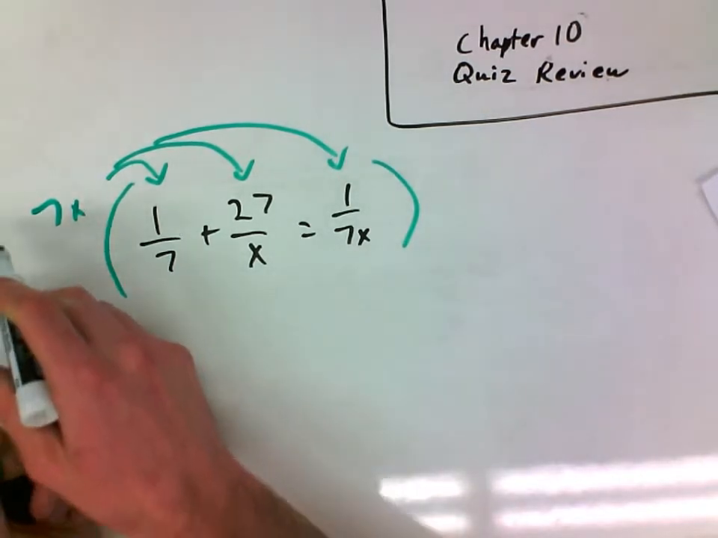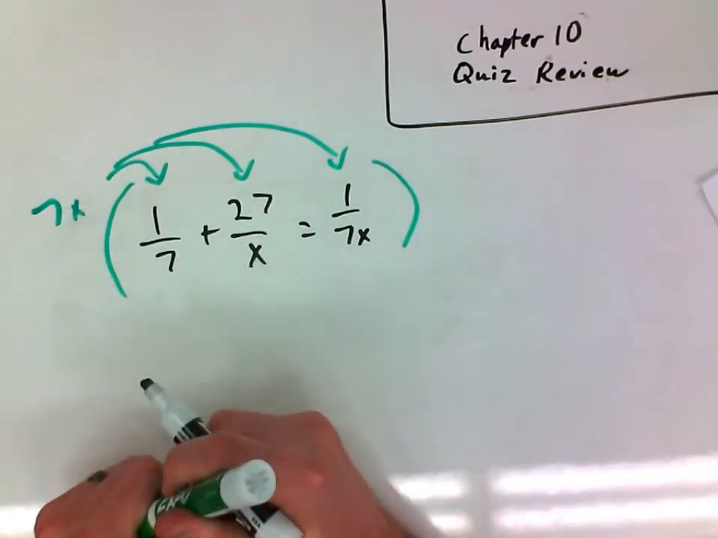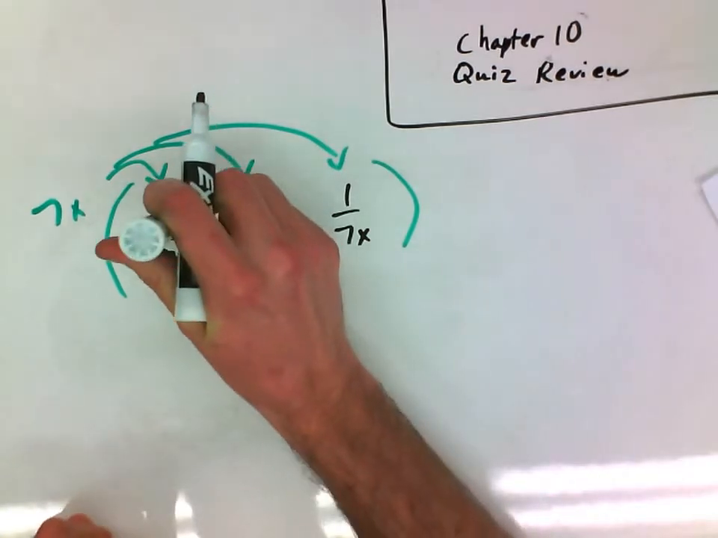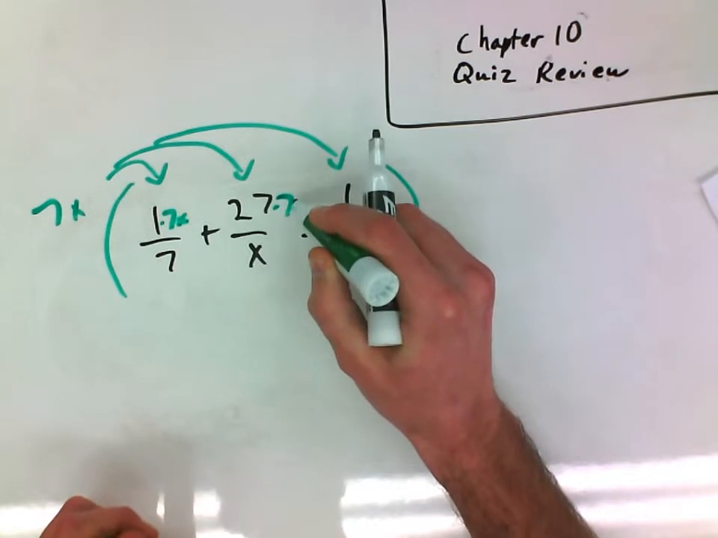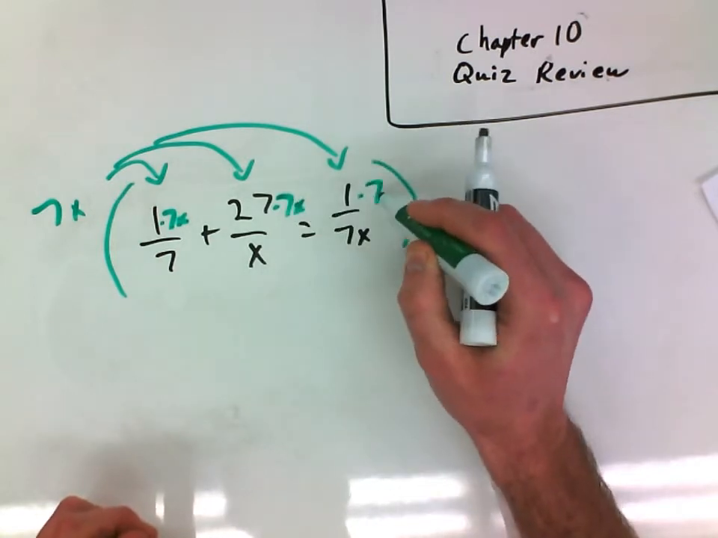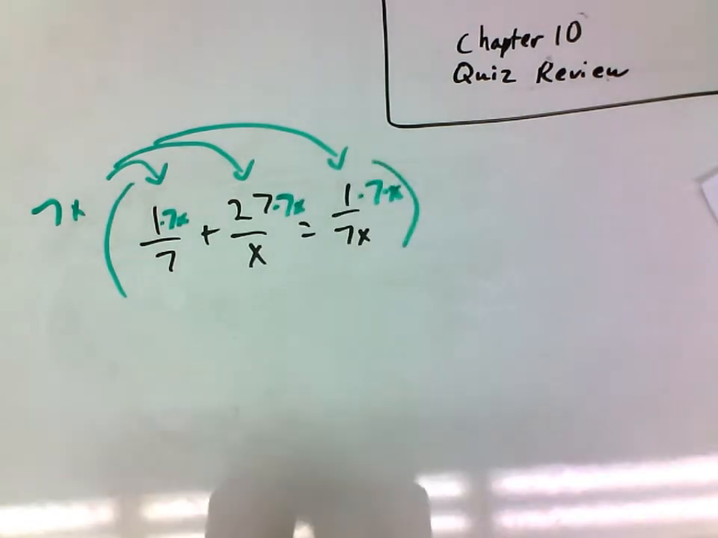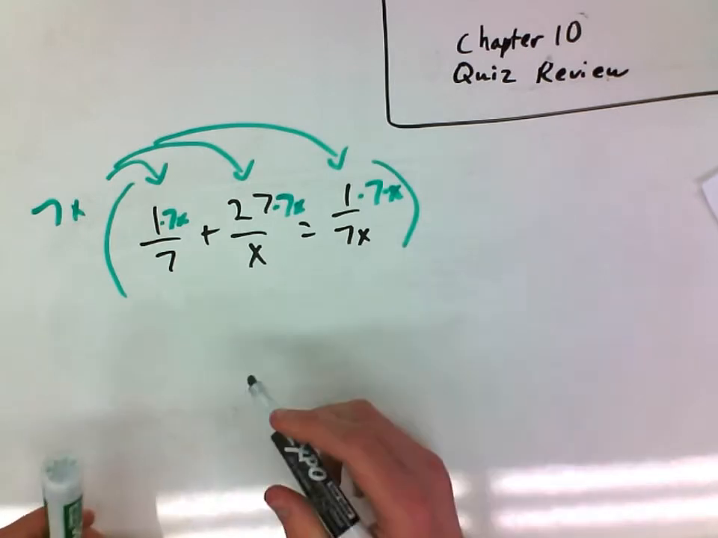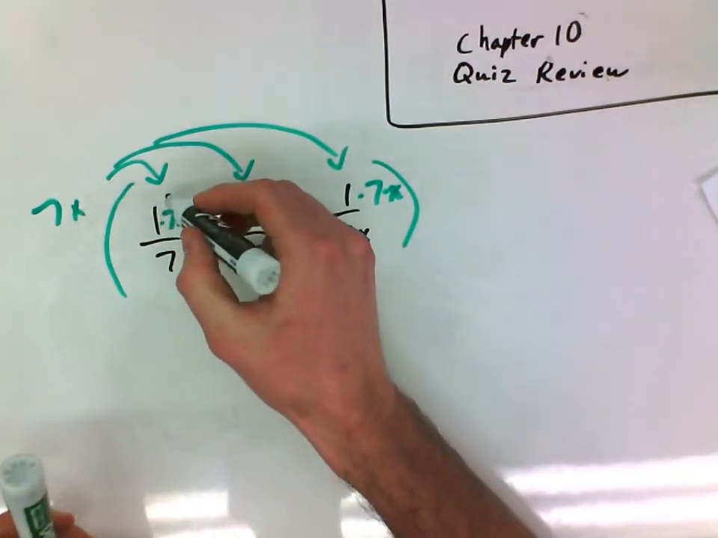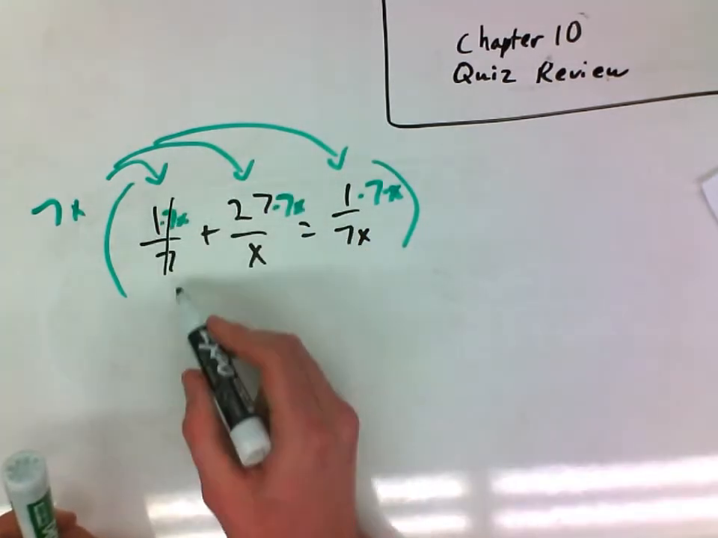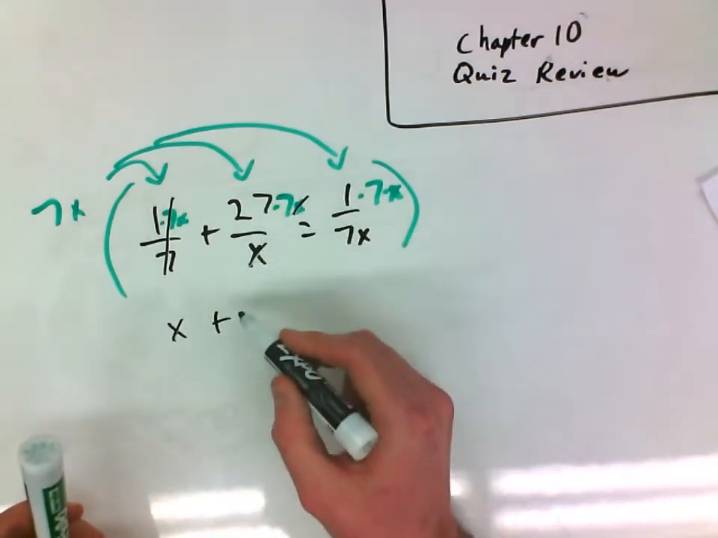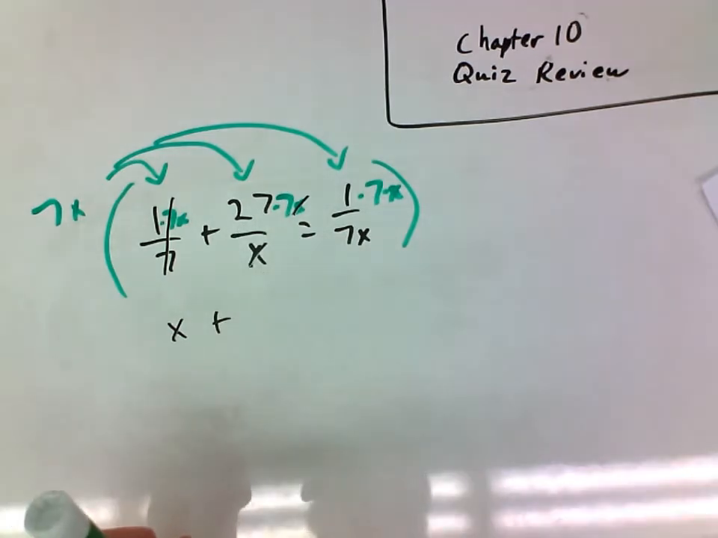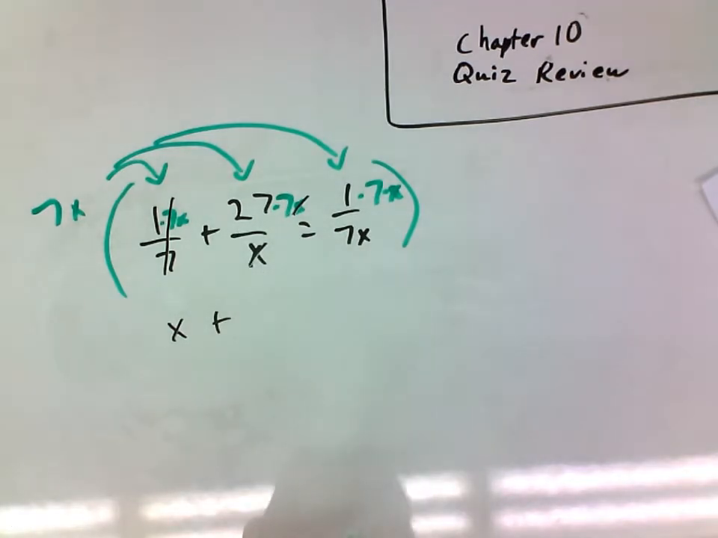Okay, so now when I do my multiplication, one way to think about that is I can bring the 7x into all of these, like this, and see what cancels. In this one, just the 7 cancels, and I'm just left with 1x. This time, the x's will cancel, and I'm left with 27 times 7.